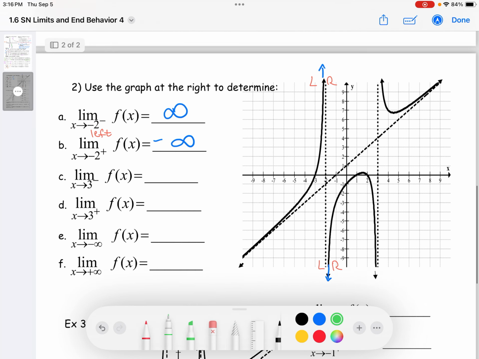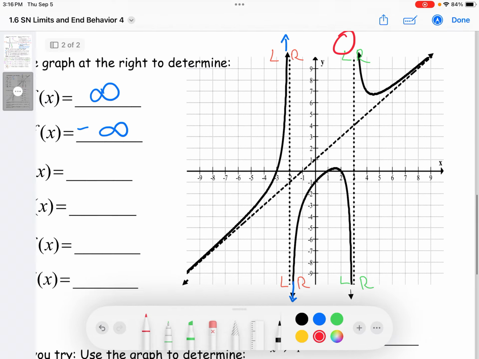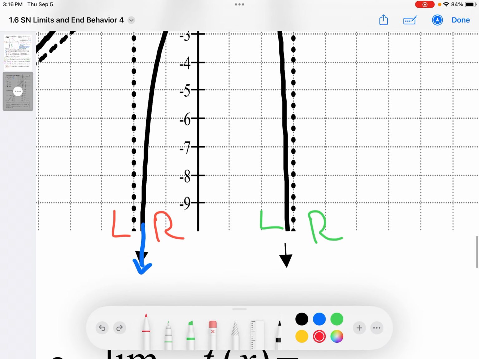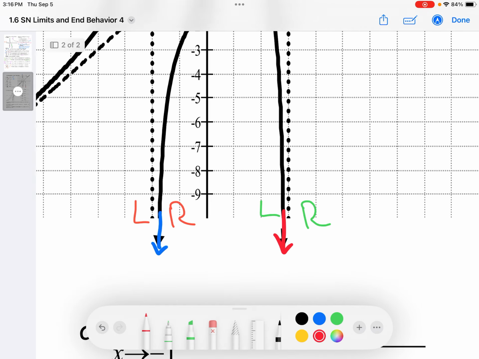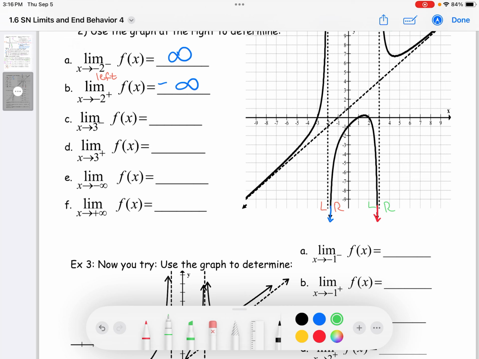On the other vertical asymptote at x equals 3, label it left, right, and look at those limits. As we look at the left, there's nothing on top at the left, but on the left, we do go down. Remember, it's to the left of the dotted line. So that left side limit is negative infinity.